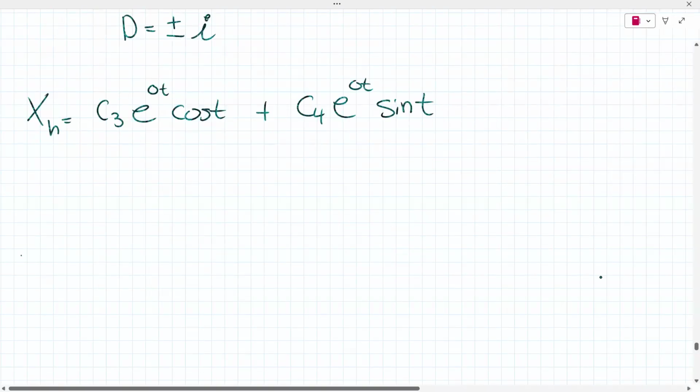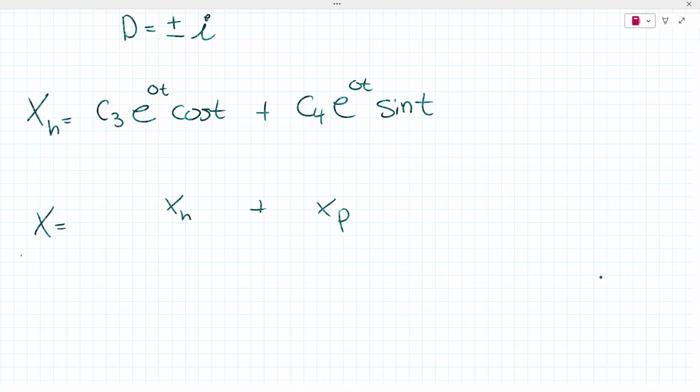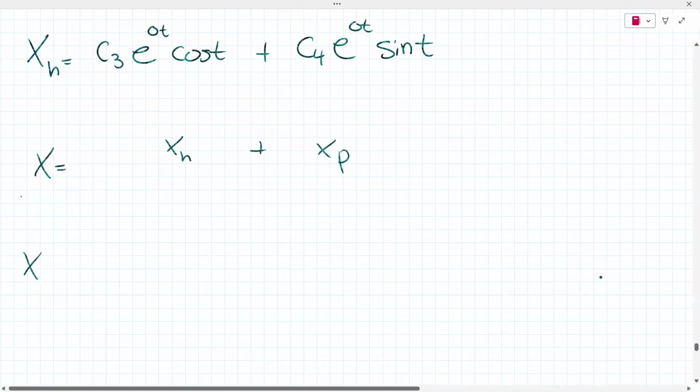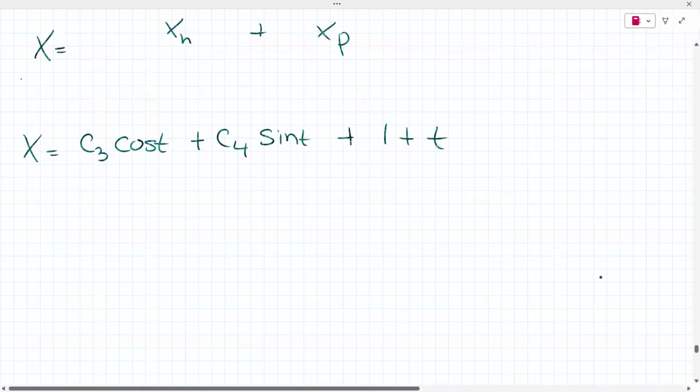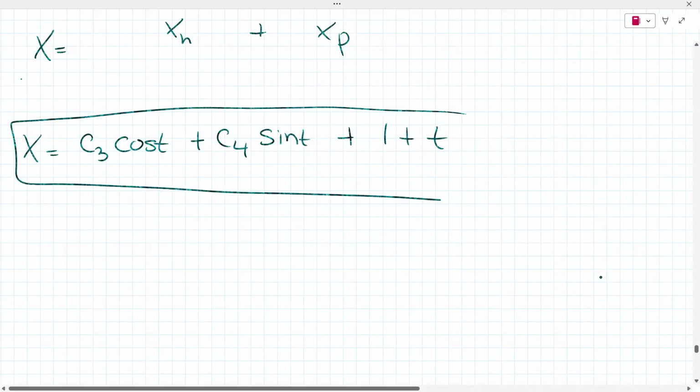So that's good. So our final equation for x is your xh plus your xp. So it's going to be x equals c3 cosine of t plus c4 sine of t plus your xp, which is 1 plus t. Okay, so that is your equation for x. Is this our final answer?